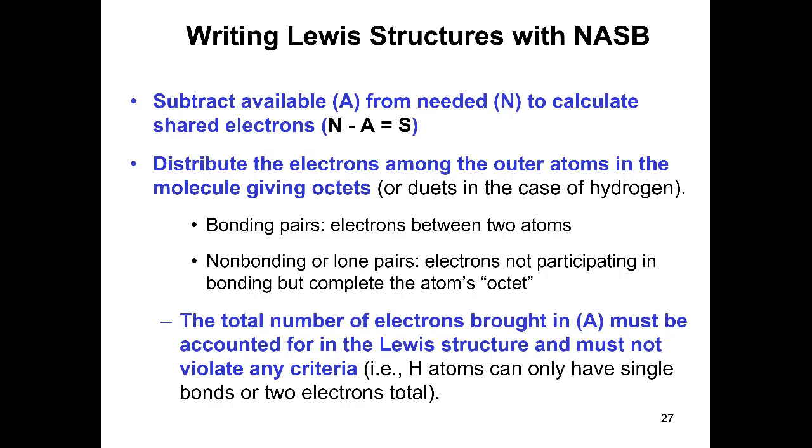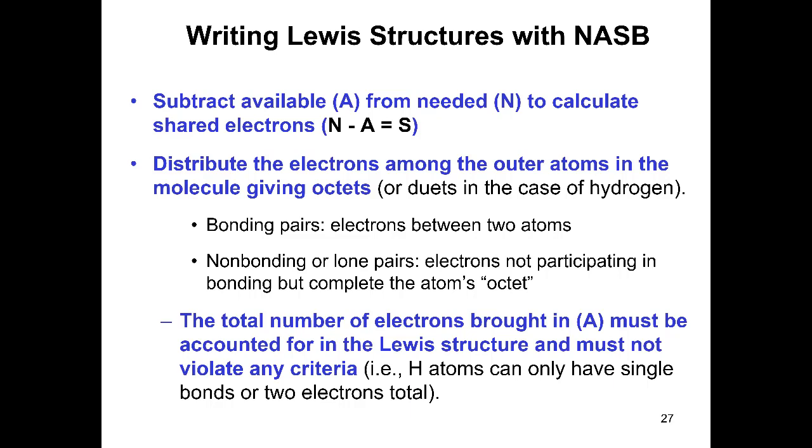S is for shared, or you can think of it as subtract, because once you've got the needed and the available, all you do is subtract those 2 numbers, and that tells you how many electrons you're going to have to share. Then you distribute those electrons around the outer atoms to give the octets, or a duet for the hydrogen. Whatever you have left over, you use to finish the octets, and if you have any left over after that, they go on the central atom.